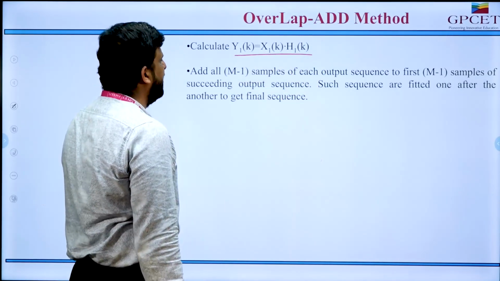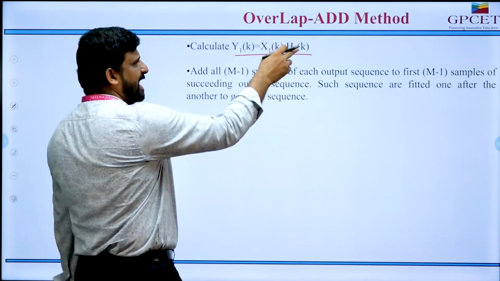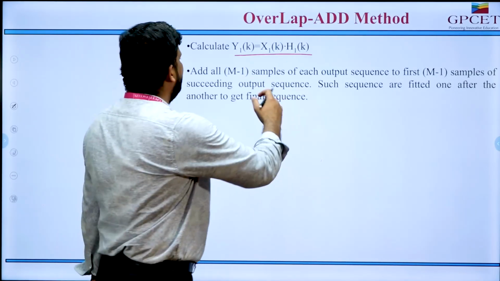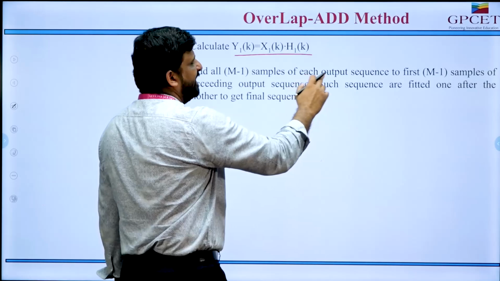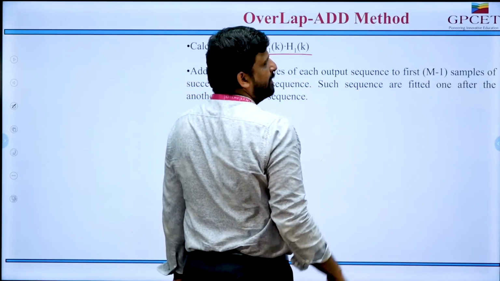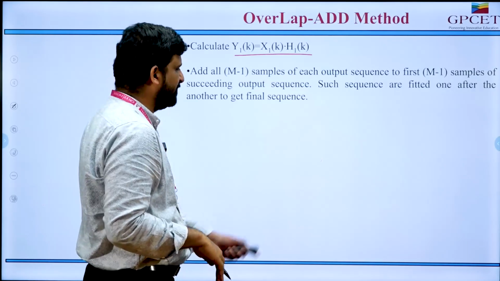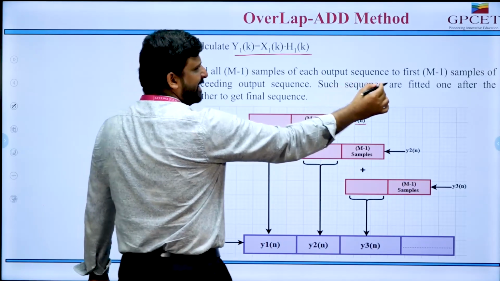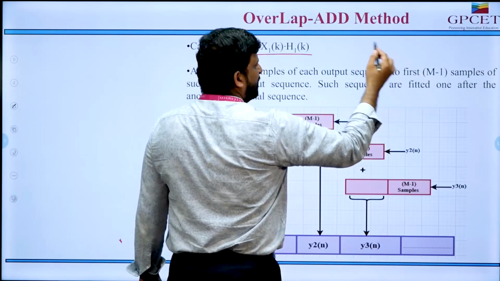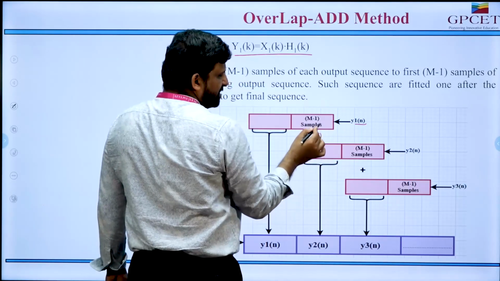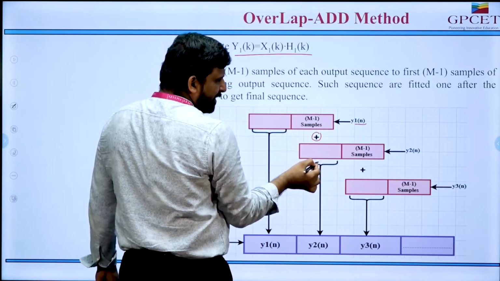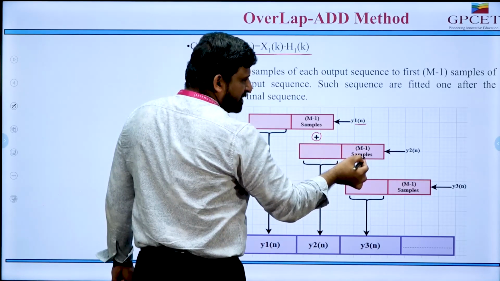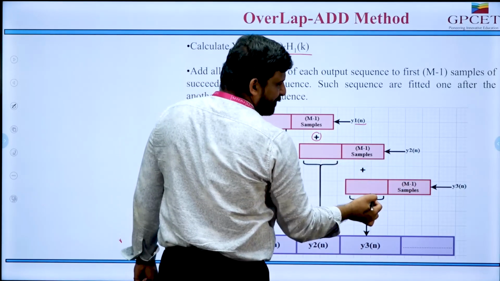Now here the second difference when we compare this add method with the save method: there we have discarded the first m-1 samples, but if you see here, we add the last m-1 samples of each output sequence to the first m-1 samples of the next output sequence. That means if you see this with the help of a block diagram, this is the first y1 of n. What is it saying? The last m-1 output samples of y1 of n are added to the first m-1 samples of y2 of n, and the last m-1 samples of y2 of n are added to the first m-1 samples of y3 of n.